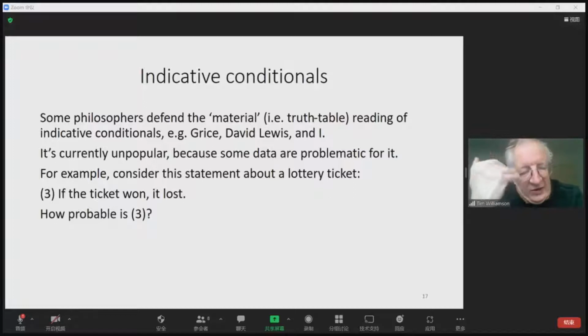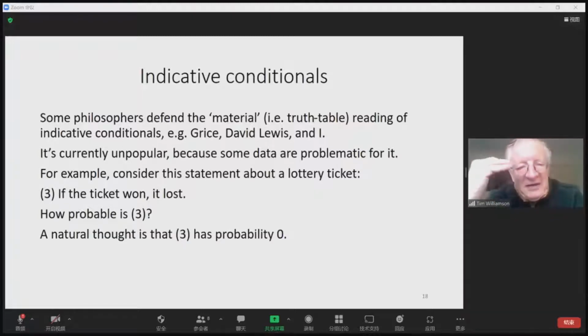which is just an ordinary indicative conditional. It's not a counterfactual conditional: if the ticket won, it lost. Then ask yourself, how probable is that conditional statement 3? I think most people will react that that's a crazy statement, and they would say, hey, that's completely wrong. And if you were giving it a probability, it would be quite natural to say that it actually has probability 0. If it won, it didn't lose.